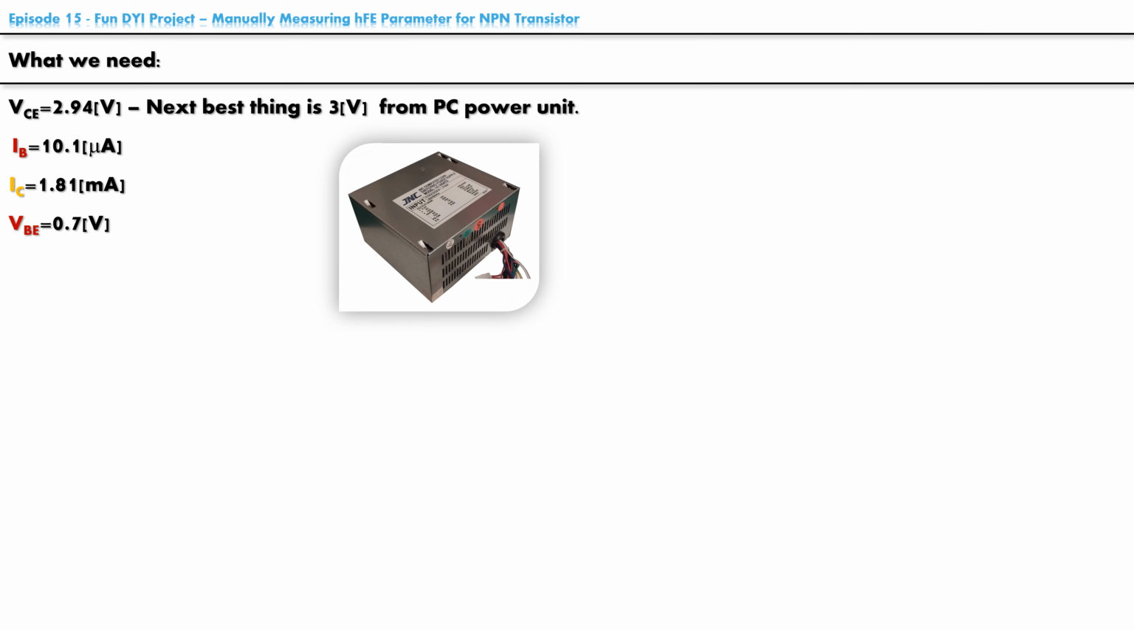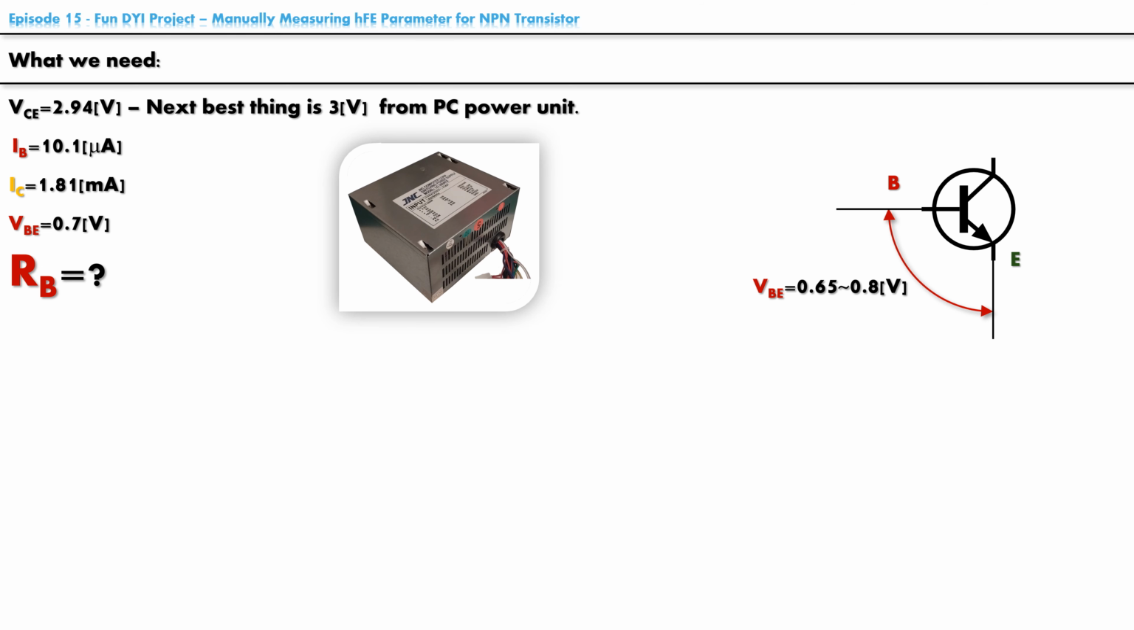Now that the power source is dealt with, the next thing to do is to calculate the value for the base current limiting resistor RB. Please note that the voltage drop across the base emitter junction is between 0.65 volts and 0.8 volts, for silicon transistors. In this, and all other videos, we will use 0.7 volts as the value for the voltage drop across the base emitter junction.